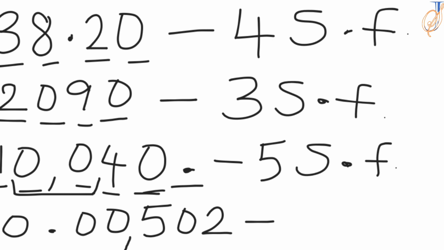In this example, we have leading zeros and a captive zero. As per rule 3, leading zeros are not significant. So you should not count these 3. You should count only 5, 0, 2. So this number has 3 significant figures.